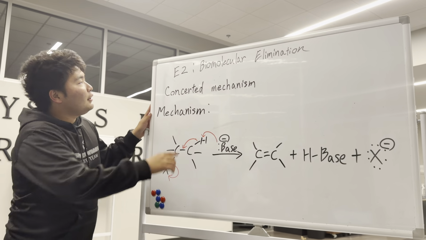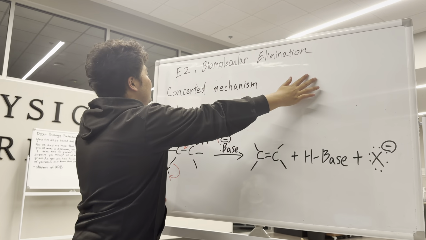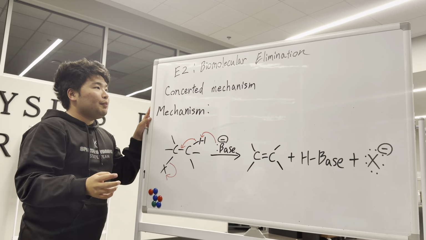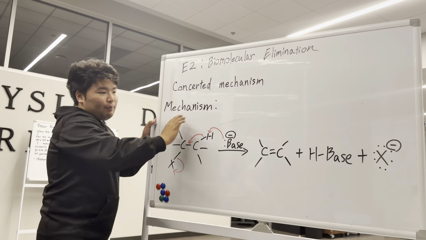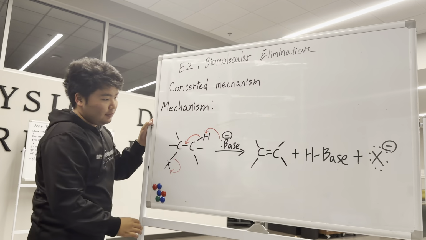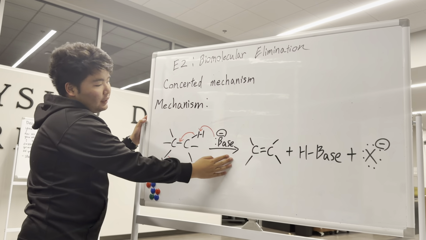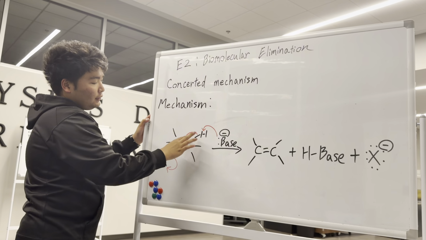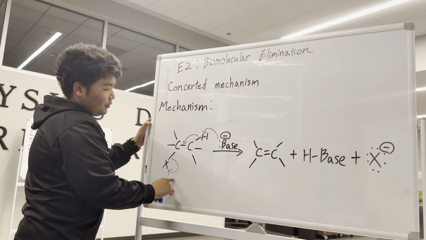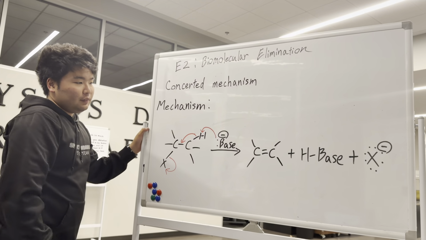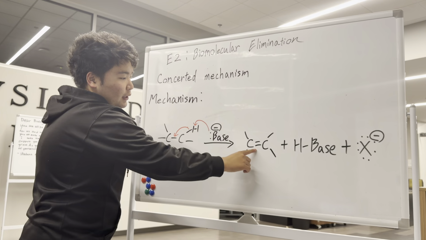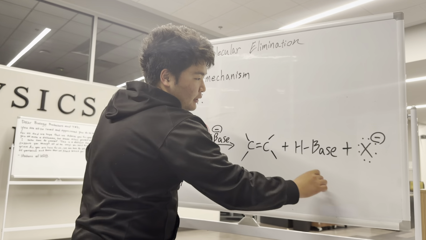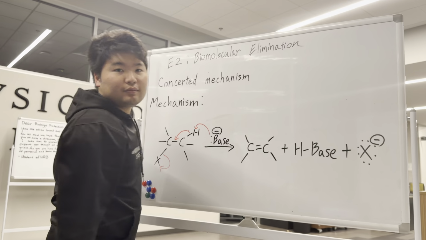So we'll be doing E2, bimolecular elimination. It is a concerted mechanism, meaning it all happens simultaneously. The mechanism is like this. So they have a strong base. It attacks hydrogen. This bond goes to double bond, and then the leaving group leaves the compound, and then it ends up like this: double bond with the base, and then the leaving group alone.